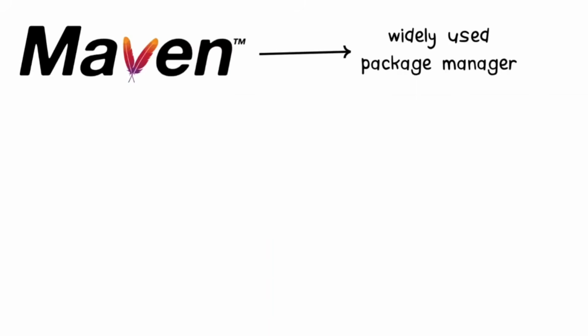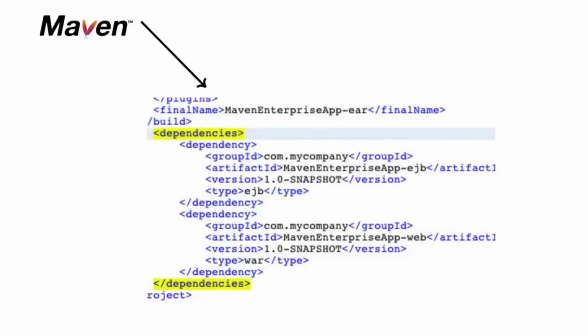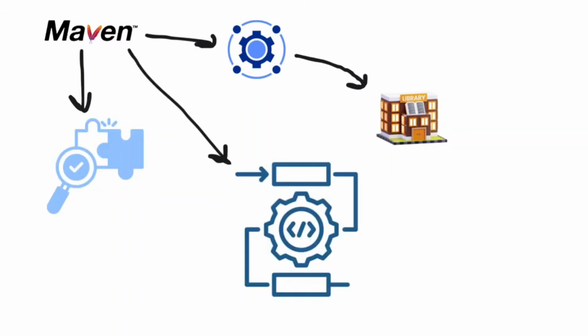Maven. Maven is a widely used package and build manager for Java. It is especially common in enterprise and large-scale Java applications. Maven uses a configuration file called pom.xml where developers define dependencies, project structure, and build settings. Maven automatically downloads required libraries, resolves compatible versions, and manages complex dependency trees.